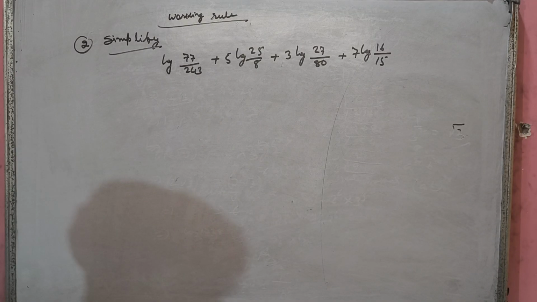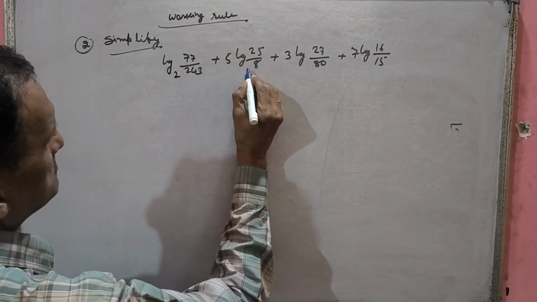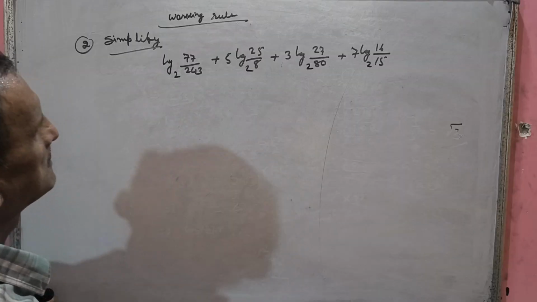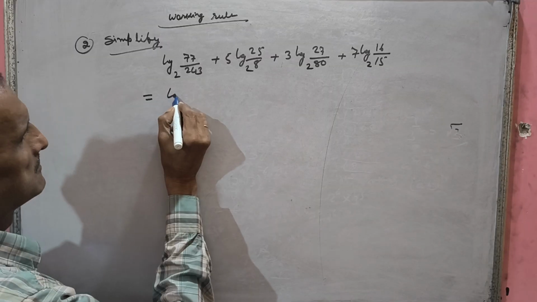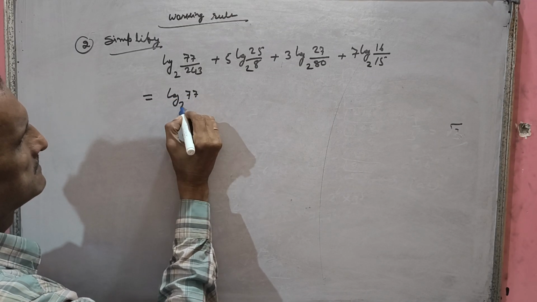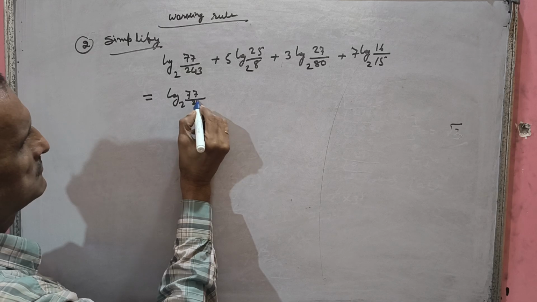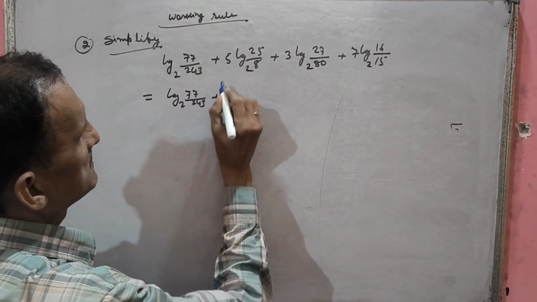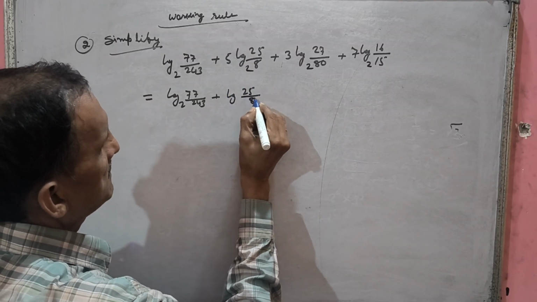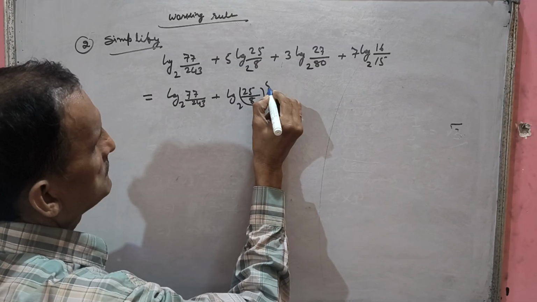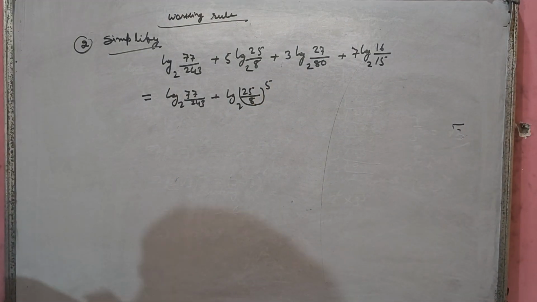We will use the properties of logarithm, and the base is also given here, 2, 2, 2 and 2. Now write down log 77 by 243 to the base 2 plus, by the property, this 5 will come here, log 25 by 8 to the base 2, whole root 5. Let us check the question.